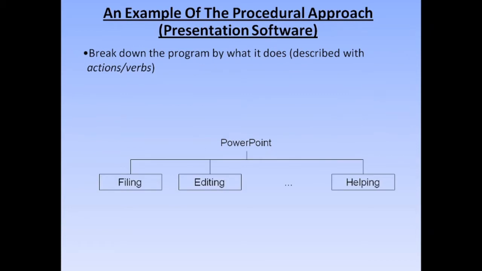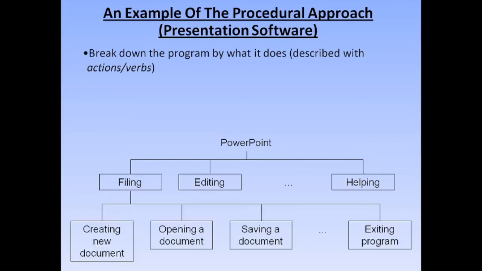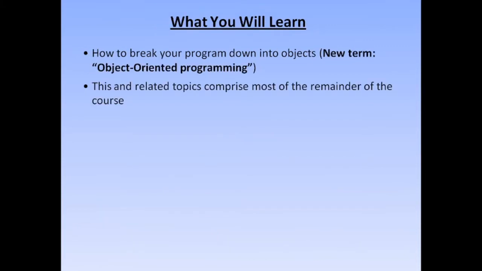Now, an example of the procedural approach, that is the presentation software, is for example, PowerPoint. How is it object-oriented? Because it can be grouped under various classes like filing, editing, helping, and in the case of filing, there is inheritance shown by creating a new document, opening a document, saving a document, exiting a program. So in this way, hierarchical information is shown. And what will you learn? You will learn object-oriented programming as a whole.